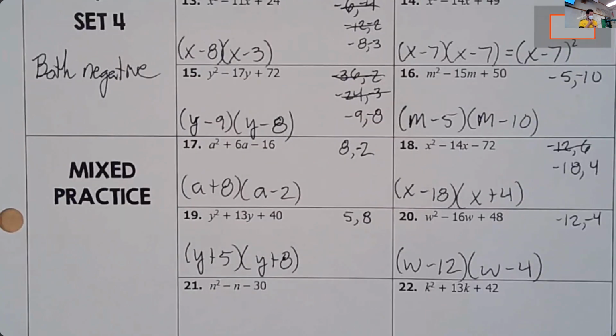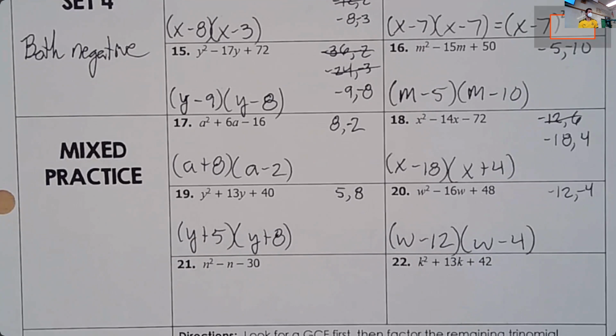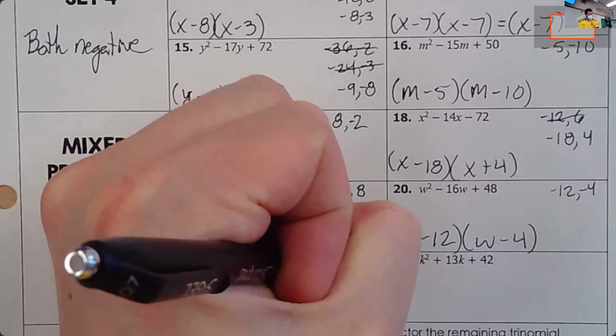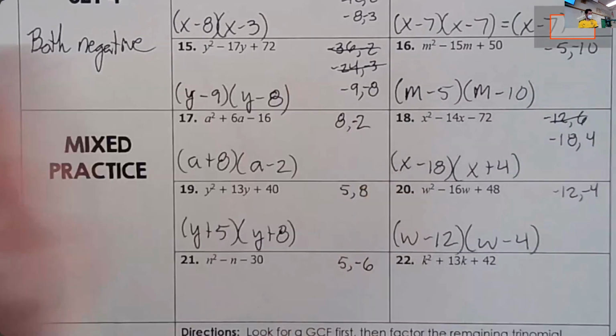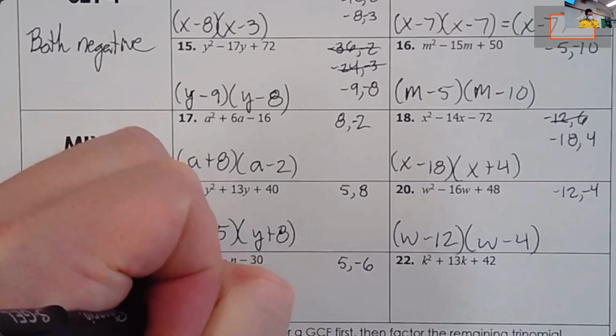A couple more here, 21 and 22. Both of these are negative this time, so that is set 3. So we need a positive and a negative for our factors, and the negative one has to be larger. So we need two numbers that multiply to equal 30. Let's start there. 5 and 6. All right. Now, if we make the larger of these two negative, if we add those together, do we get negative 1? Yeah. So positive 5, negative 6. So n plus 5, n minus 6.